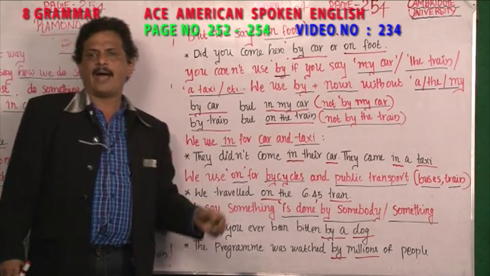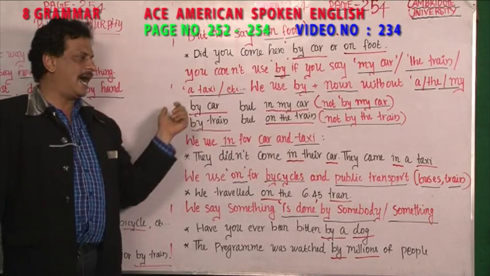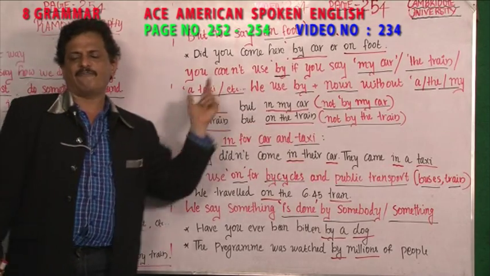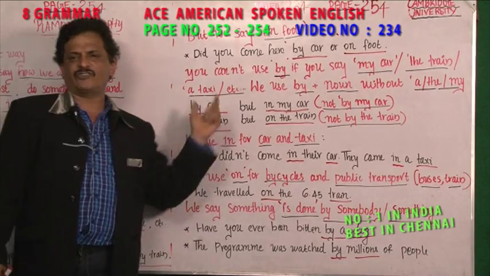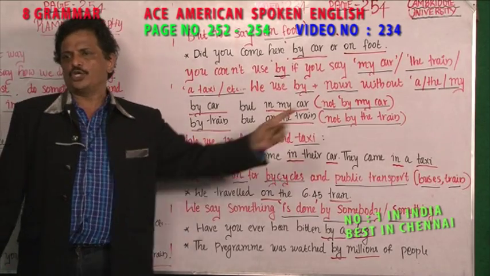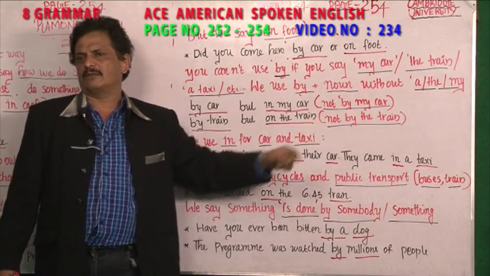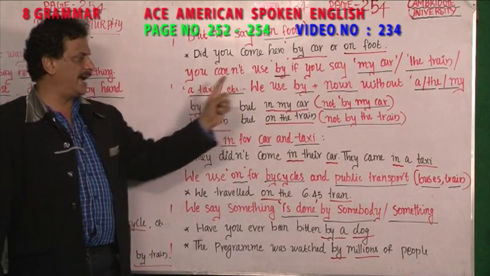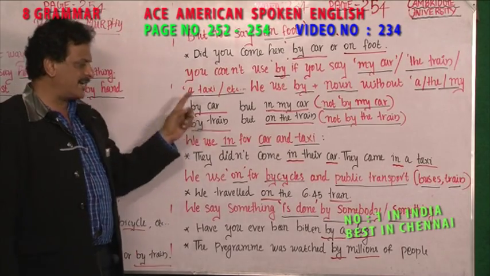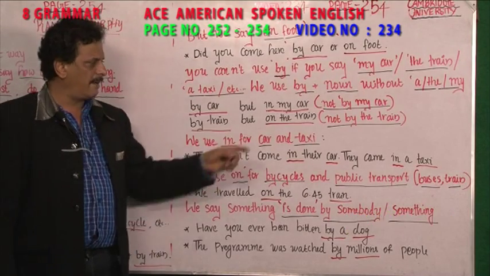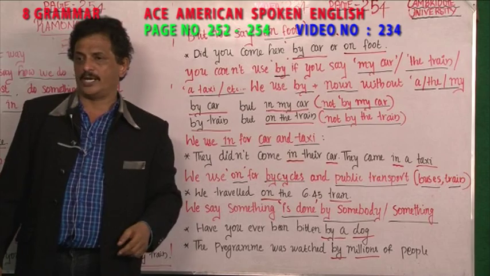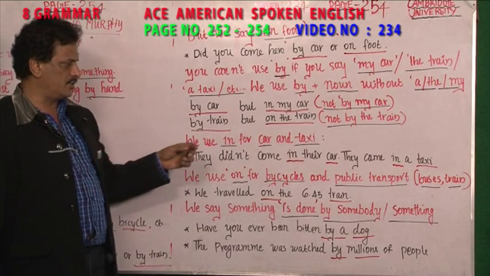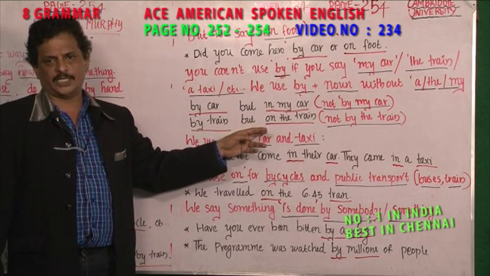After "by", a should not come, and should not come, the should not come, my should not come. You don't use by my car. In my car, okay? By car is okay, not by my car. It's wrong. So by train is all right, not by the train or by a train. It's wrong. You're not supposed to use any preposition or articles there.